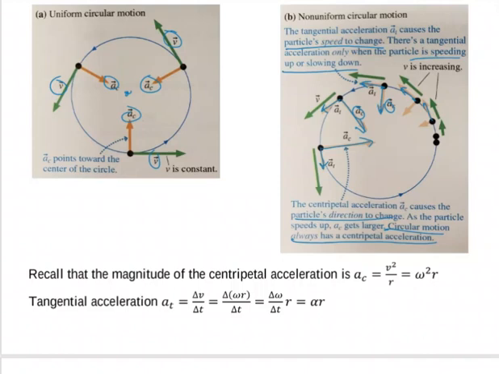So recall that the magnitude of the centripetal acceleration is this equation here. Okay, we have that. Tangential acceleration is what we have just learned. These guys here. And now we have this extra one, alpha times the radius. Okay, so now we have a bunch of formulas for two different types of accelerations that we're going to have to use.